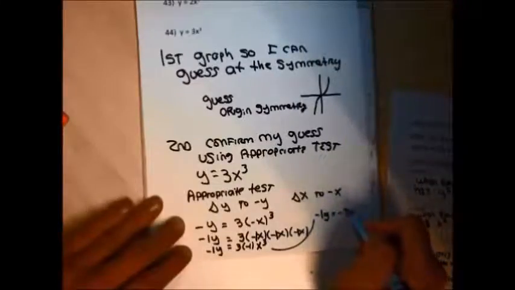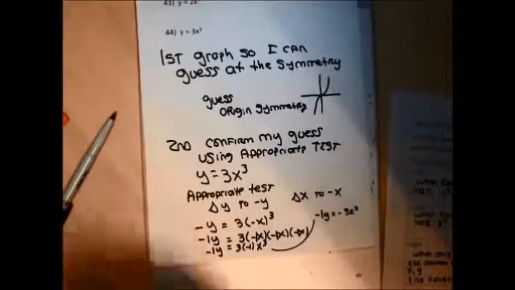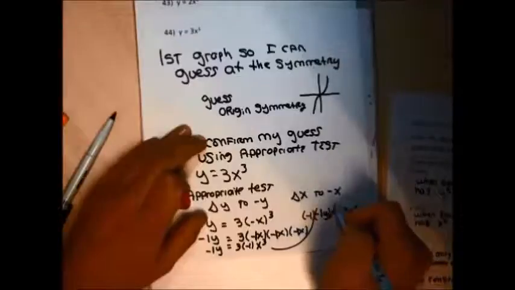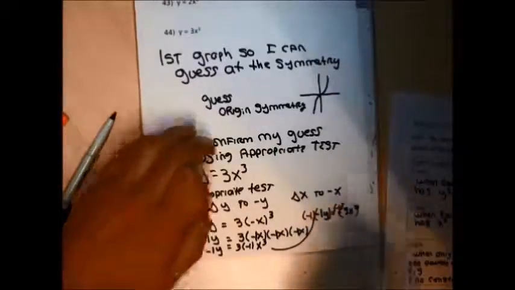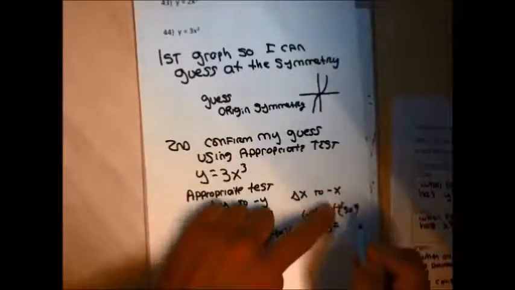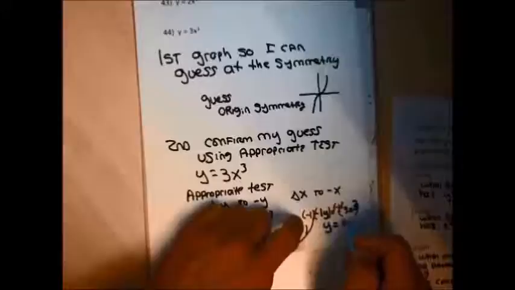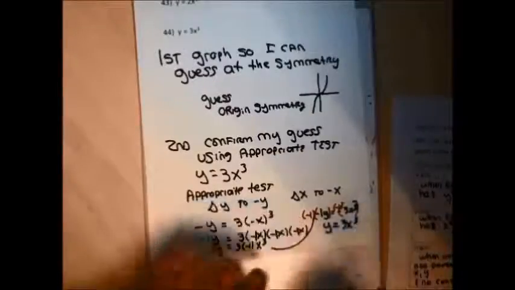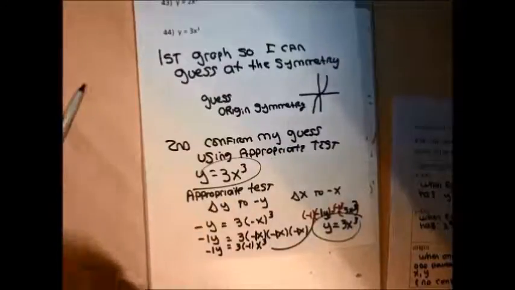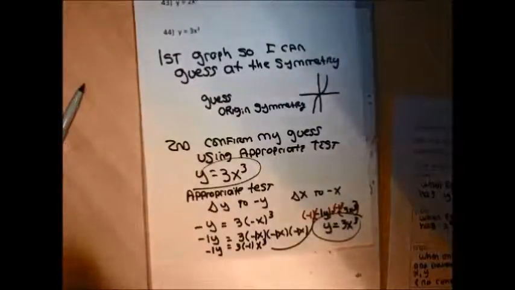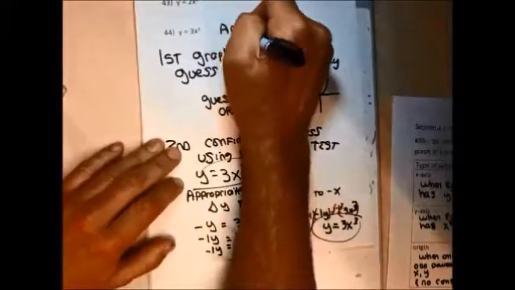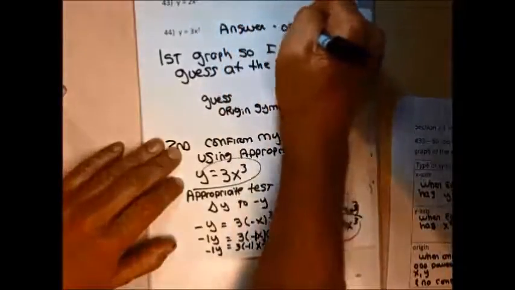So this gives me negative 1y equals negative 3x cubed. And now I'm just going to multiply both sides by negative 1. I'm going to go negative 1 times negative 1y and negative 1 times negative 3x cubed. Negative 1 times negative 1y is going to be positive y. Negative 1 times negative 3x cubed is going to be positive 3x cubed. That's exactly the original problem, because when I reduced it, it reduced to exactly the original problem. Then the test is confirmed, and the answer to problem 44 is we have origin symmetry.